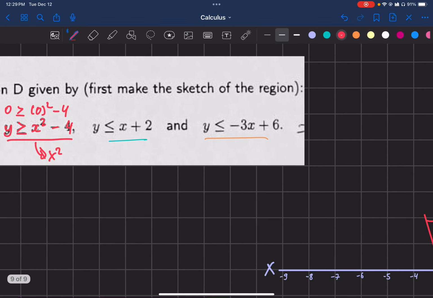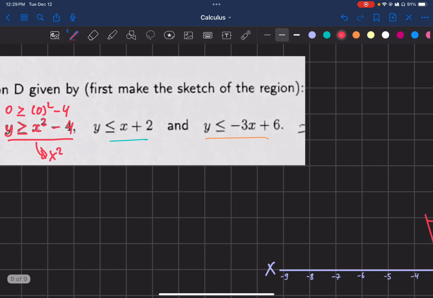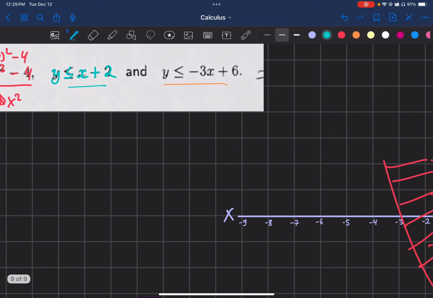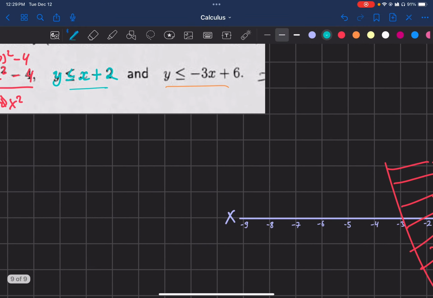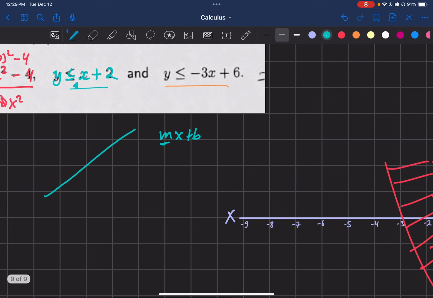Second, we want to graph this one where y is now less than or equal to x plus 2. This reminds me of the equation of a line, where it's going to look straight because my slope here is 1. So this looks like mx plus b, where we know that m is the slope, and since I don't have anything in front of the x, that means that my slope is 1. So my line is going to look something like a straight line.